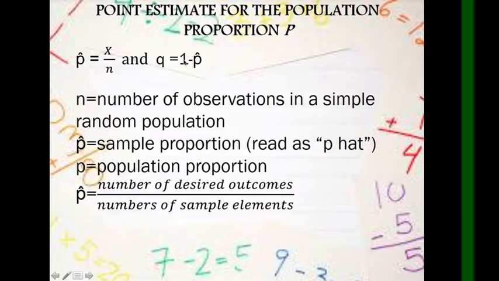In solving the proportion, we have this formula x over n. And for the q, we have 1 minus p hat. N is the number of observations in a simple random sample. P hat is a sample proportion, P is a population proportion, and P hat is equal to the number of desired outcomes over the number of sample elements. So these are the formulas that we're going to use. The P hat equals x over n and Q equals 1 minus P hat.